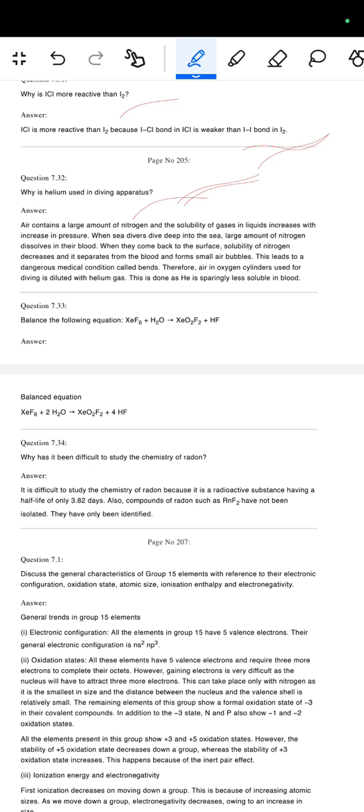Therefore, the air in the dioxygen cylinders used for diving is diluted with helium gas. This is done as He is only slightly soluble in the blood.